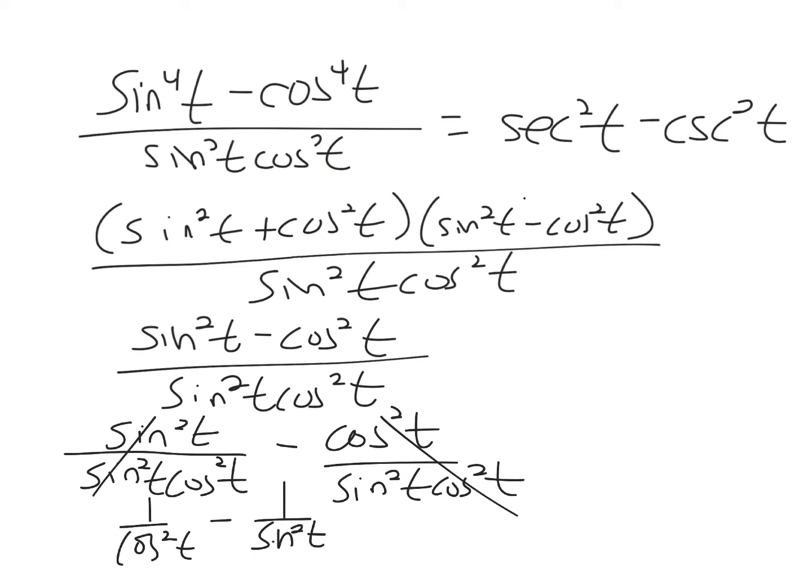And then 1 over cosine squared t is secant squared t. And 1 over sine squared t is cosecant squared t. And we did it. They match up against each other.